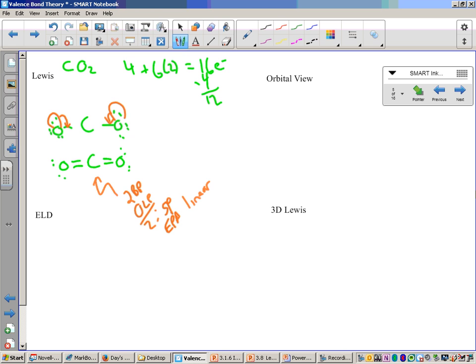So the 3D Lewis for this one is pretty straightforward. C double bond O, and we will draw it as a line, double bond O. It is a 3D, and it's still a Lewis diagram, so we need all of our lone pairs, and that essentially is our carbon dioxide. All right?